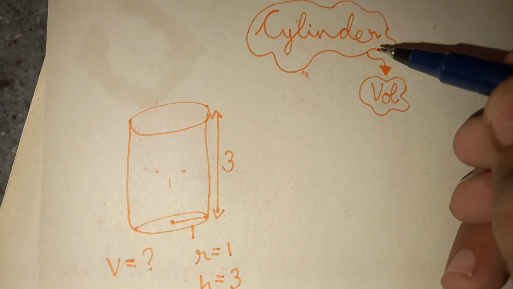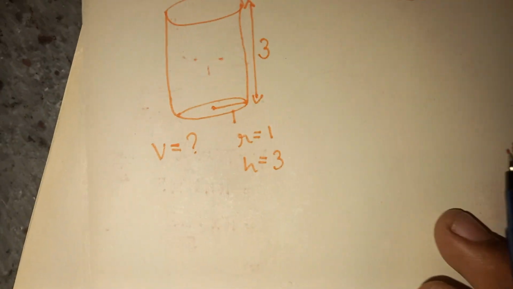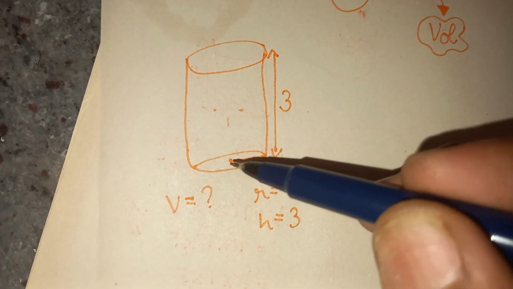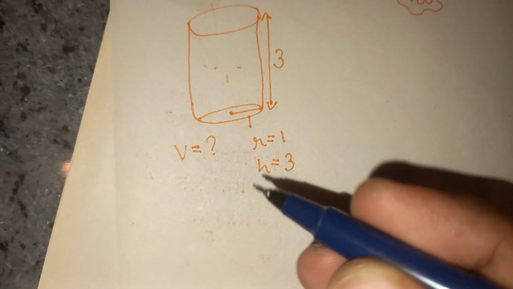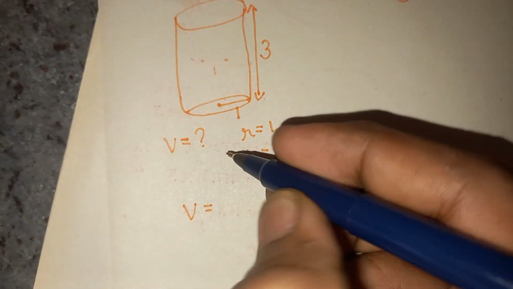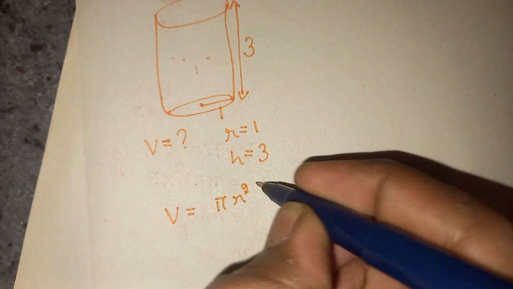Now I'm going to tell how to find the volume of a cylinder. Here they have given a cylinder whose radius is 1 unit and whose height is 3 units. You need to find the volume. The volume of a cylinder can be written as pi r square h.